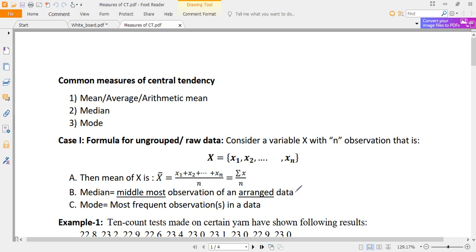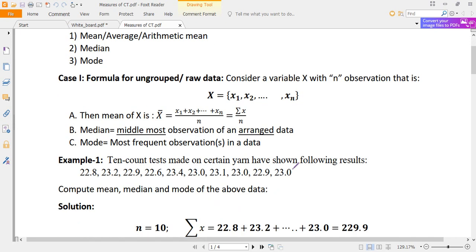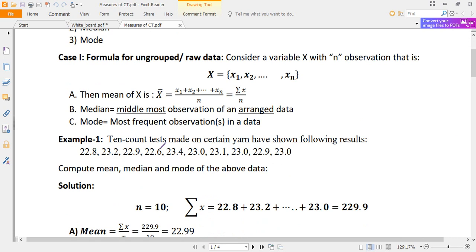So here I illustrate an example from which I will show how to compute mean, median and mode from raw data. Ten count tests made on a certain yarn have shown the following results: 22.8, 23.2 ... 23.0. We have to compute mean, median and mode.